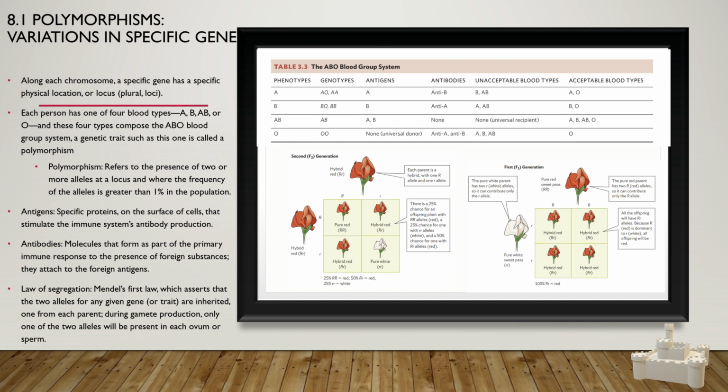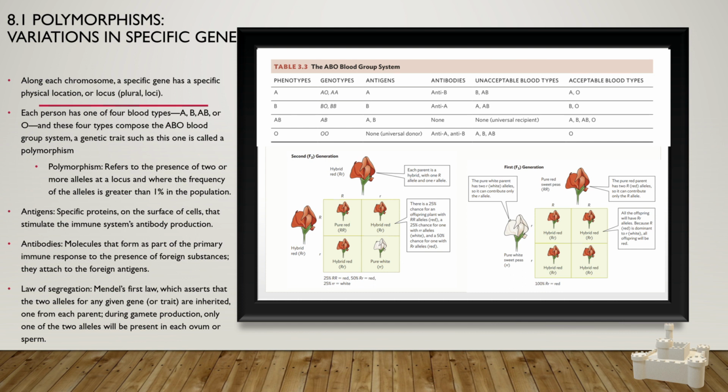The first part of number 8 is polymorphisms, variations in specific genes. Along each chromosome, a specific gene has a specific physical location, or locus, plural loci. Each person has one of 4 blood types: A, B, AB, or O. And these 4 types compose the ABO blood group system. A genetic trait such as this one is called a polymorphism. Polymorphism refers to the presence of 2 or more alleles at a locus, where the frequency of the alleles is greater than 1% in the population.